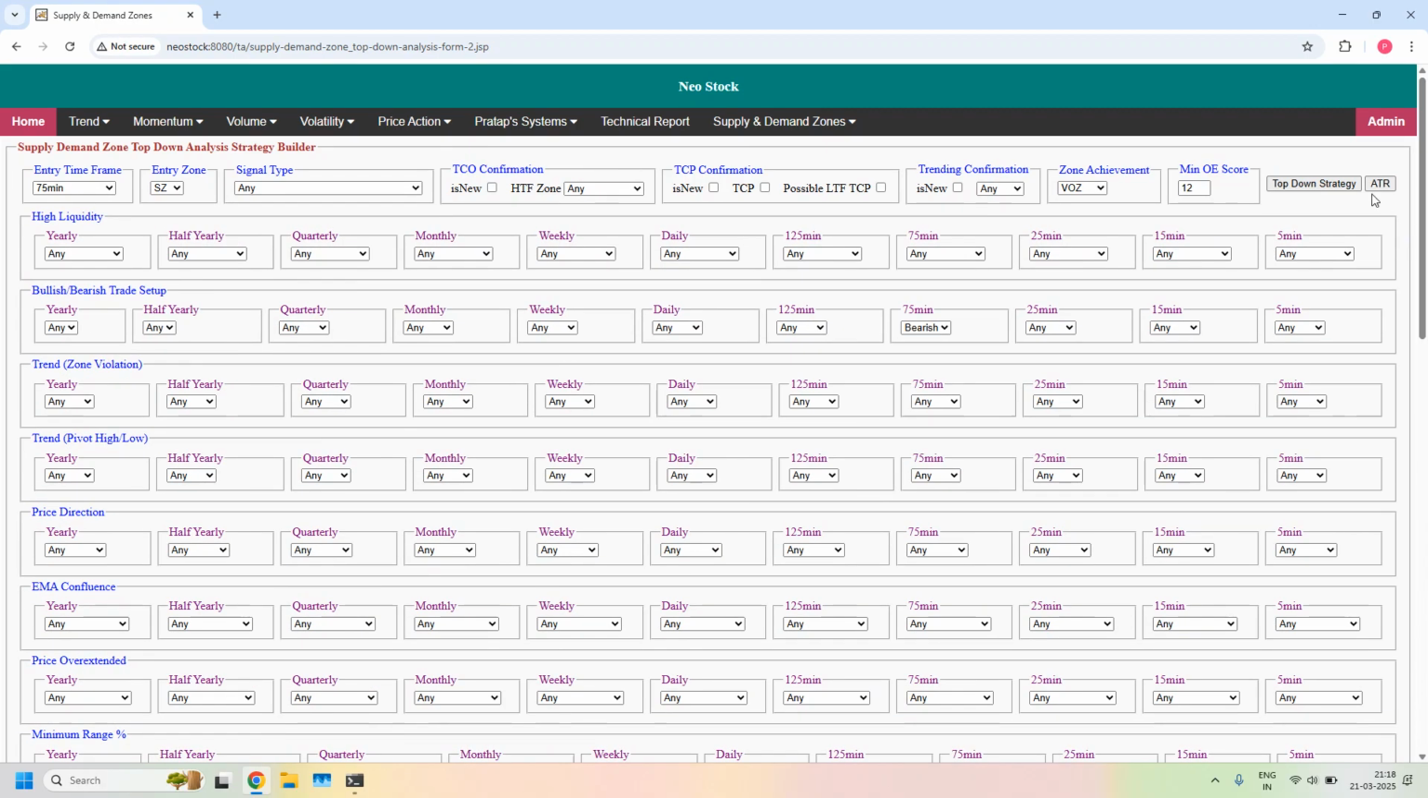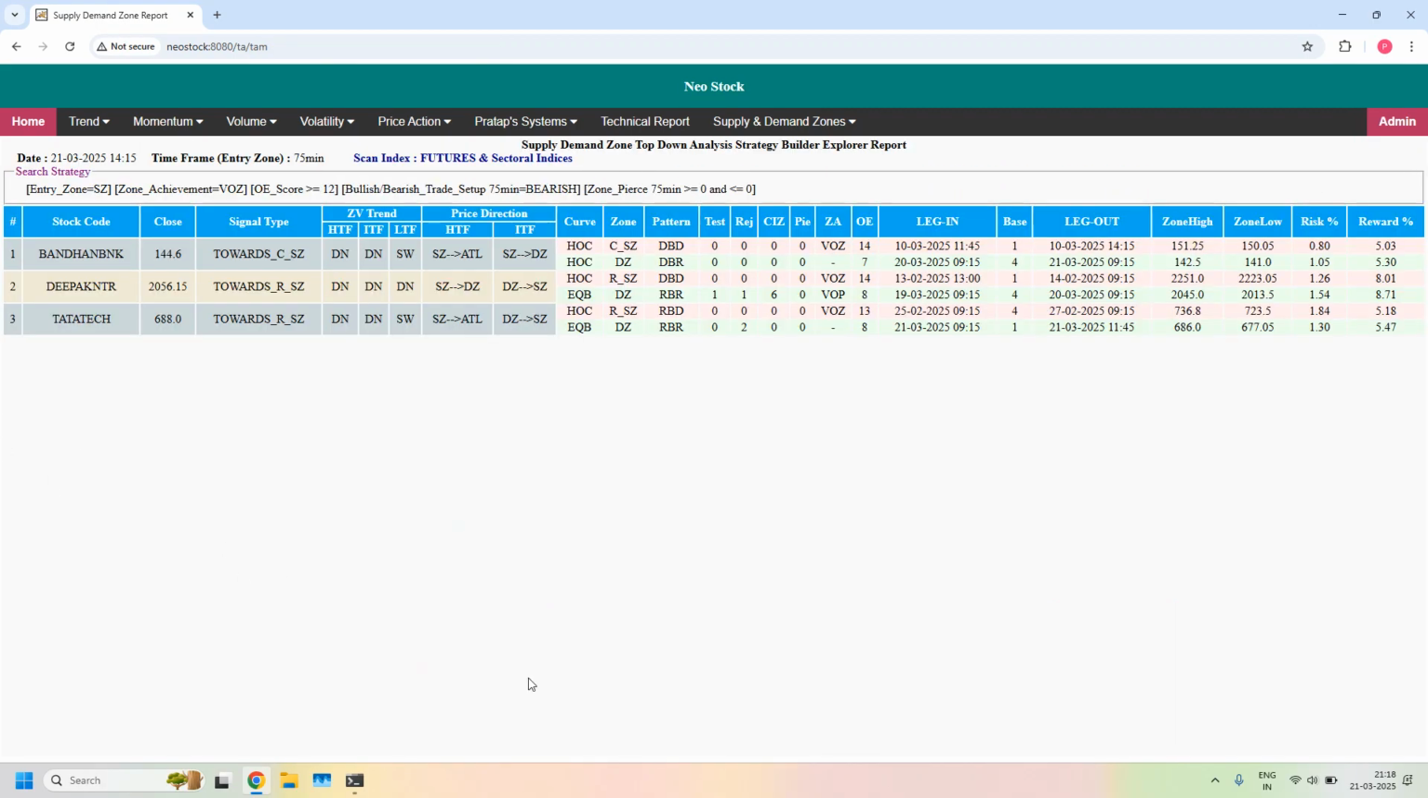With these filters, we got 3 stocks. So these 3 stocks are currently supporting bearish trade setup for weekly income trade, and all these entry time frame zones are 75 minute supply zones. Out of these 3, 75 minute supply zones, let us verify how many are having ITF supply zone confluence.